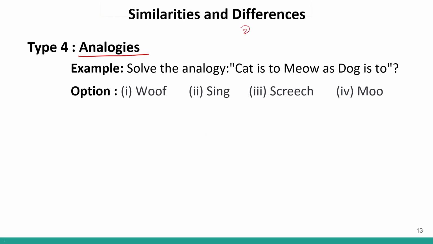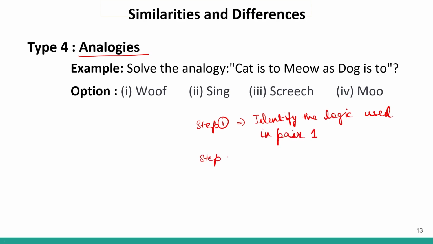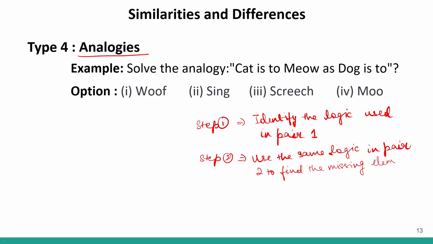So in analogy, we have 2 pairs, right? We have 2 steps to complete a question of analogy. Step 1, identify the logic used in pair 1. Step 2, use the exact same logic in pair 2 to find the missing element. So this is how we solve any analogy question.